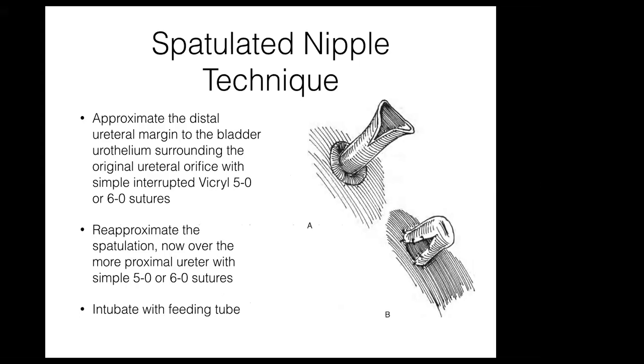You then approximate the distal ureteral margin to the bladder urothelium surrounding the original ureteral orifice with simple interrupted sutures, and then you reapproximate the spatulation now over the more proximal ureter with simple 5-0 or 6-0 sutures. And then you intubate it with a feeding tube.